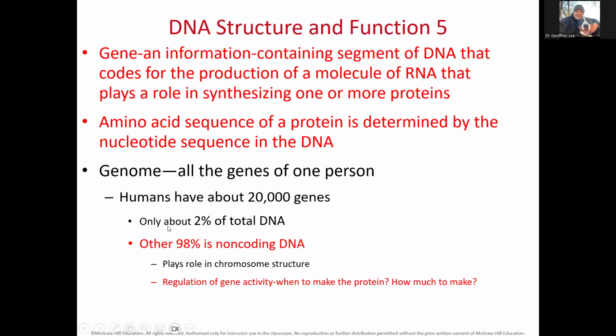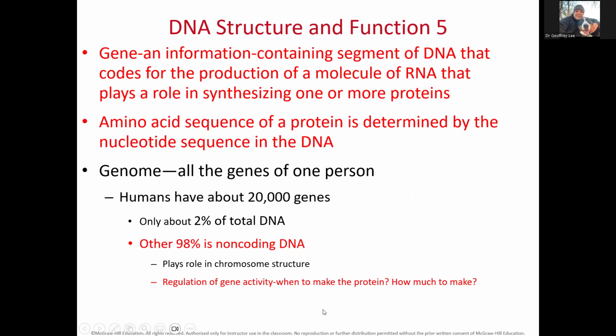Again, we have about 20,000 different genes. The weird thing is this: remember, we thought we were going to have hundreds of thousands of different genes? We have a tenth of that. Well, it turns out that only 2% of our DNA is actually functional genes. It codes for something. The remaining 98% is non-coding, but that doesn't mean it's unimportant.